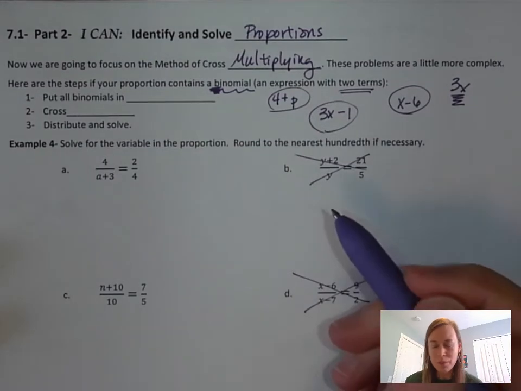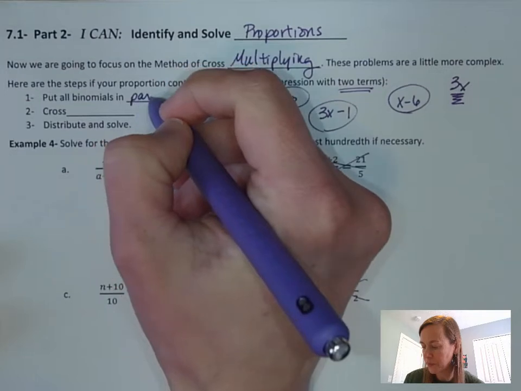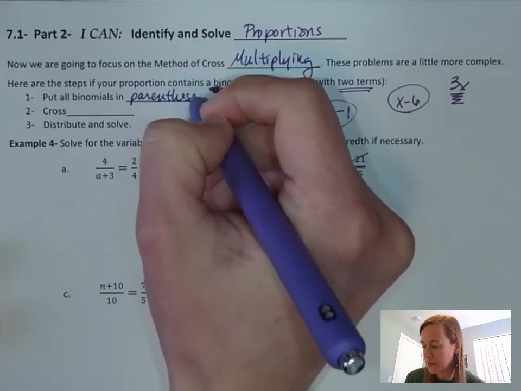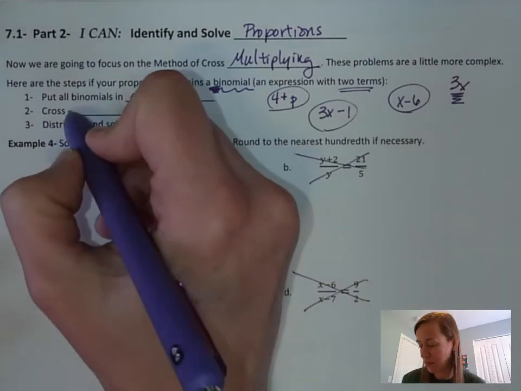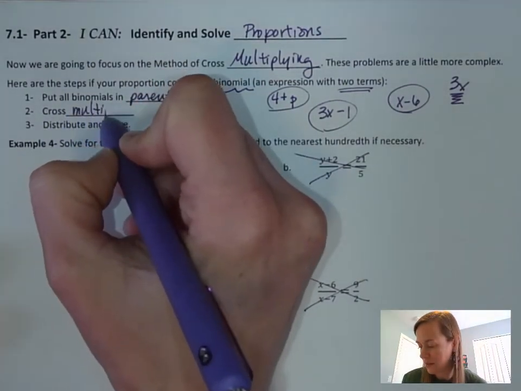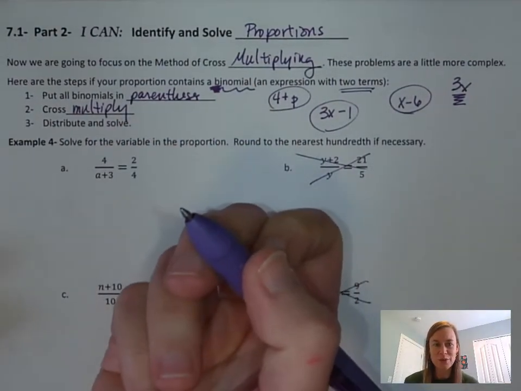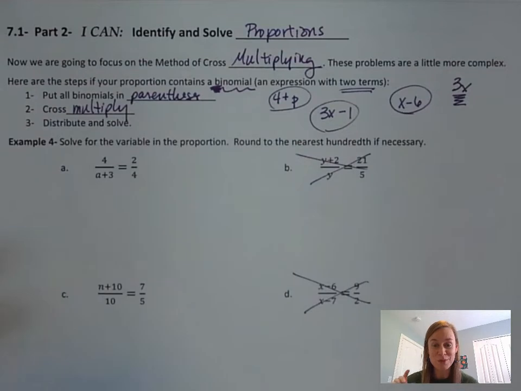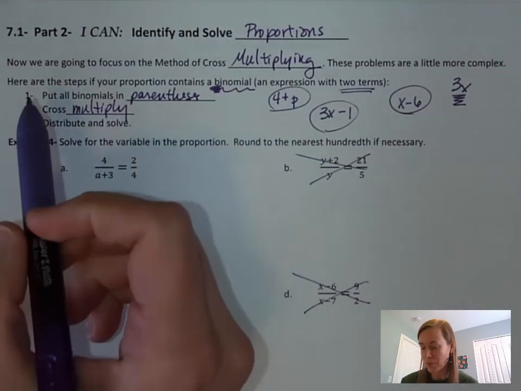Okay, let's keep going. You're going to put all binomials in parentheses. And then step 2 is to cross multiply. And then step 3 is to distribute and solve. If you've forgotten how to distribute, don't worry, I will go over distribution also. But let's start with step 1.